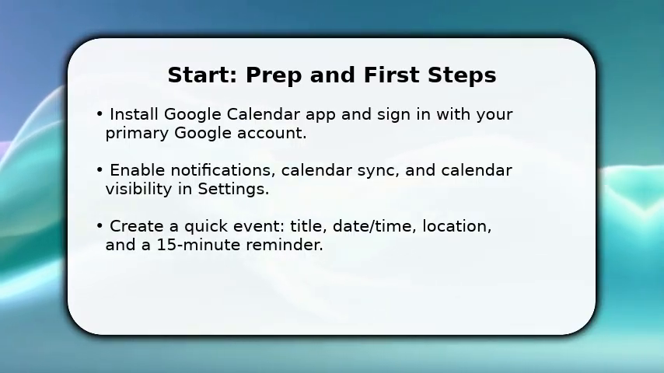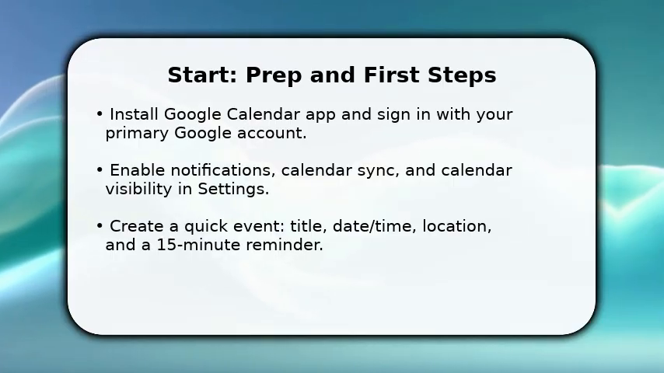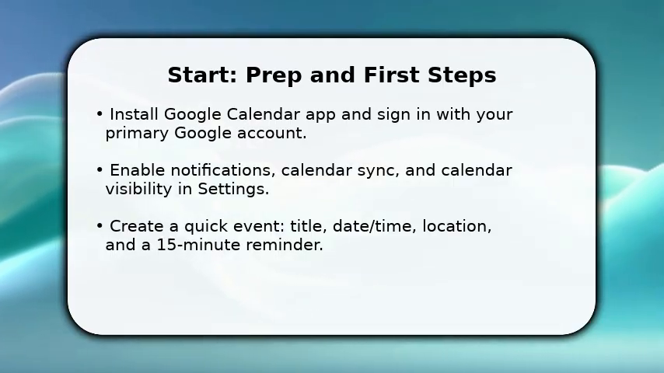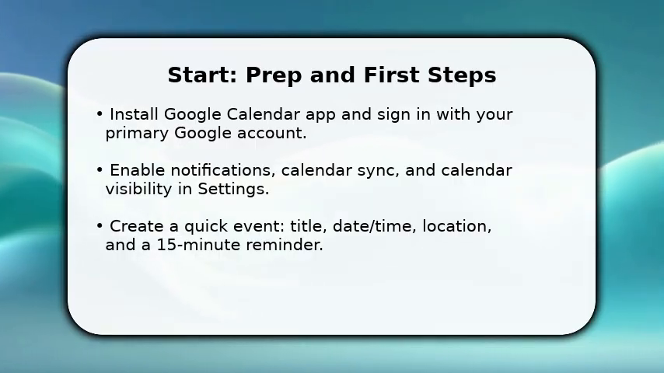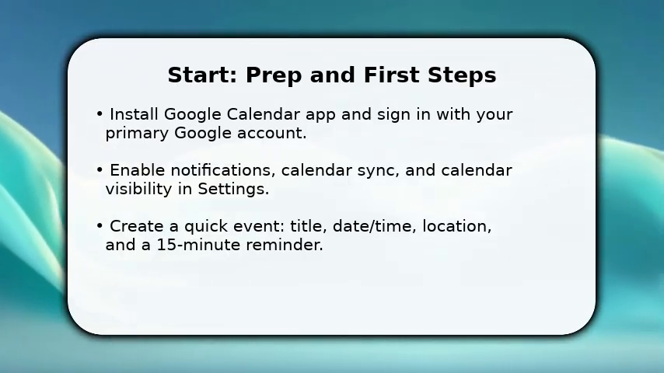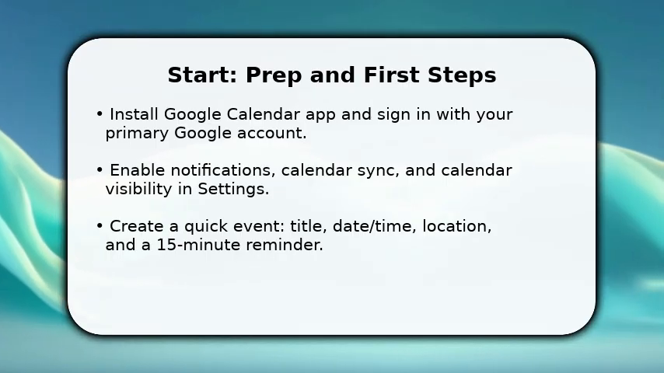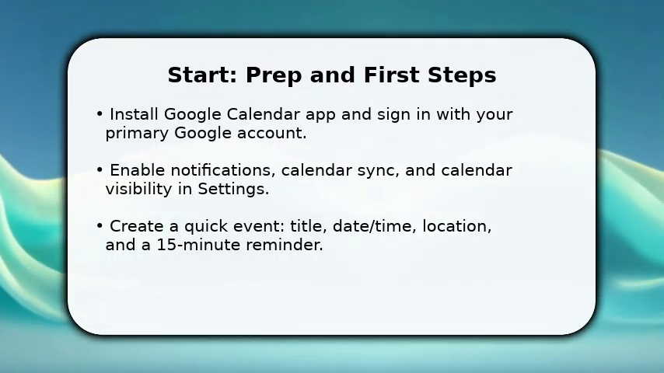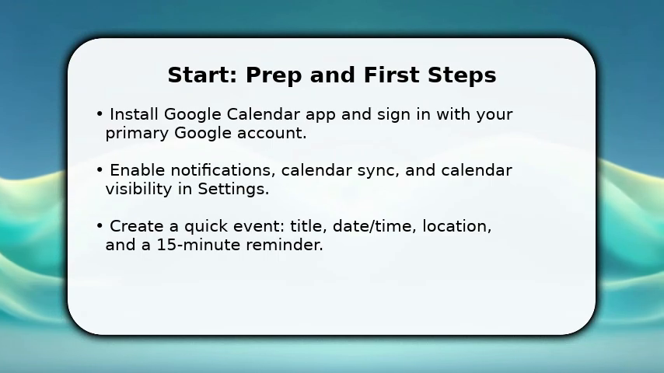First, choose the calendar you want to use so events save where you expect them. Next, add a clear title, set date and time, and optionally add a location or conferencing link. Tap notifications and choose 15 minutes or custom alerts. This prevents missed meetings. Once done, check calendar, visibility, and sync settings so events appear across devices immediately and reliably.